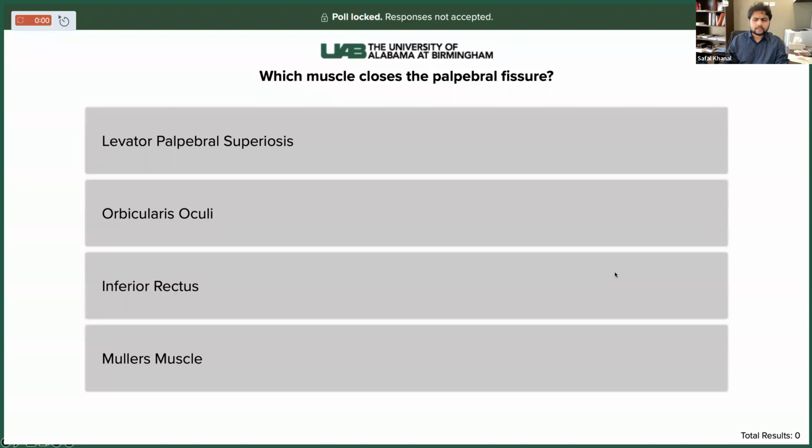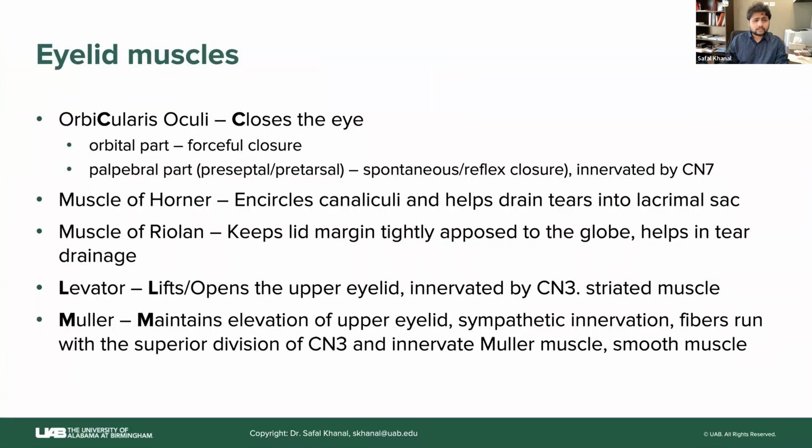So the correct answer is orbicularis oculi, which closes the eye. It actually has 2 parts: the orbital part, which is responsible for the forceful closure, and the palpebral part, which is responsible for the spontaneous or reflex closure. The orbicularis oculi is innervated by the 7th cranial nerve, the facial nerve.